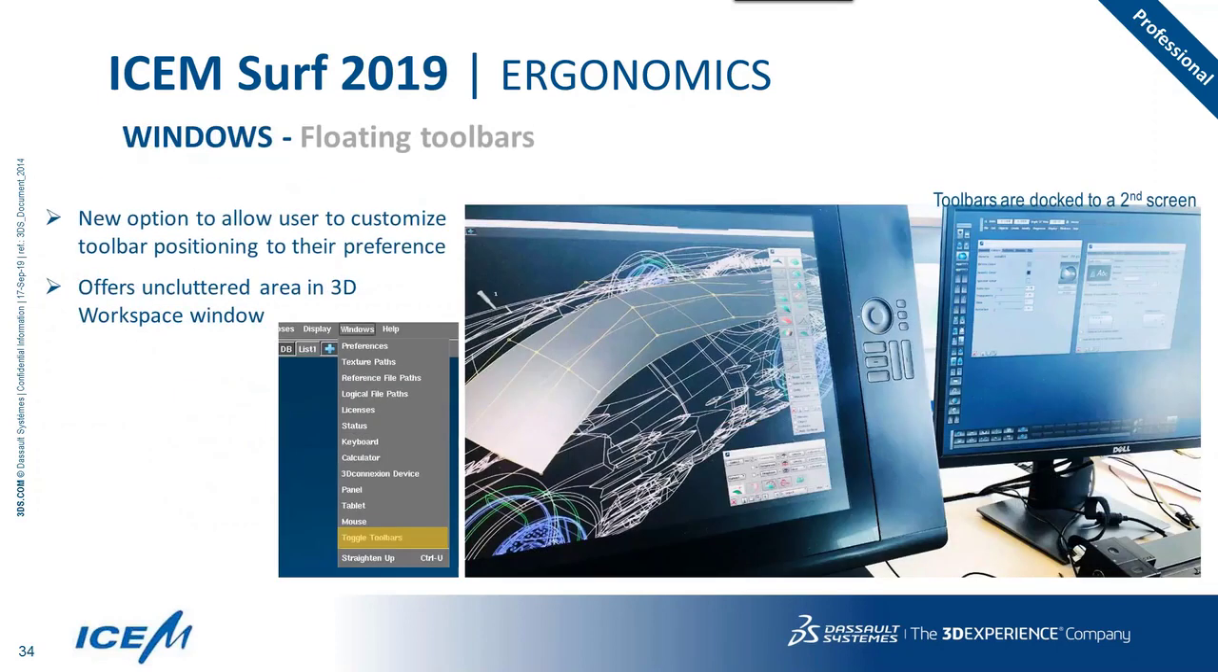Okay, this is a great one. If you have one of those enormous monitors, or you have two monitors side by side, you like to make use of that space. Some people like to put all the menus on one screen and the graphical window on another. And with ICEM Surf, that's not been so easy until today. So what we can do now is we have an option called toggle toolbars. Let me show you how that works.